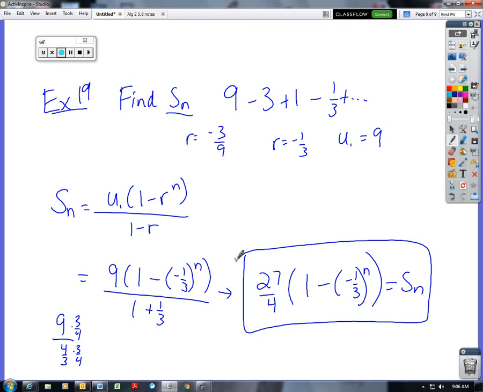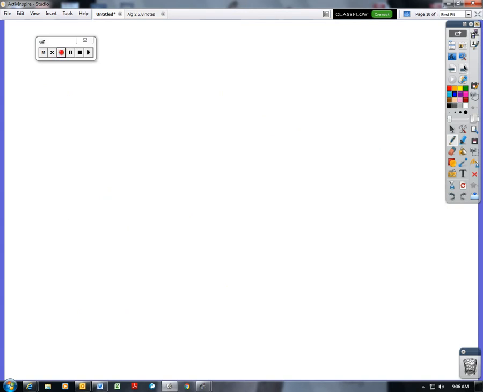When you're doing these and your r's are negative, just be really careful right here. Make sure you put them in parentheses, because that's a possible error spot.